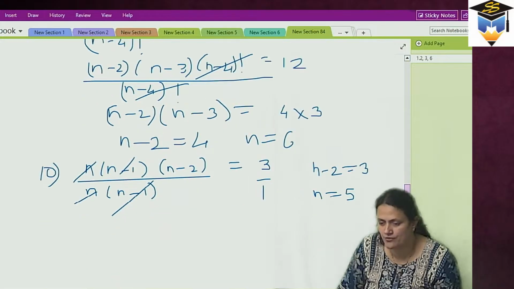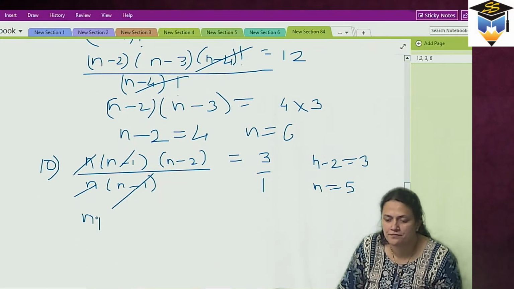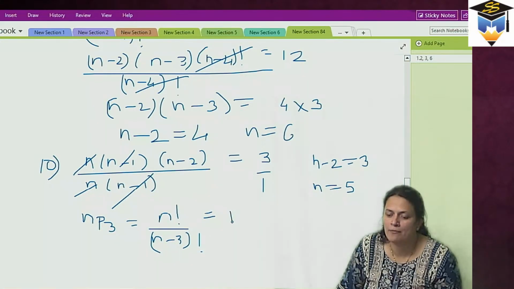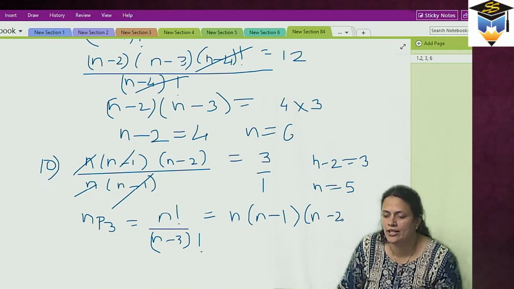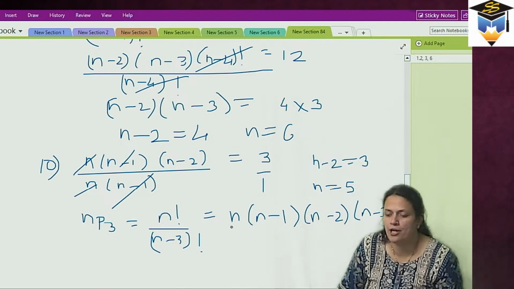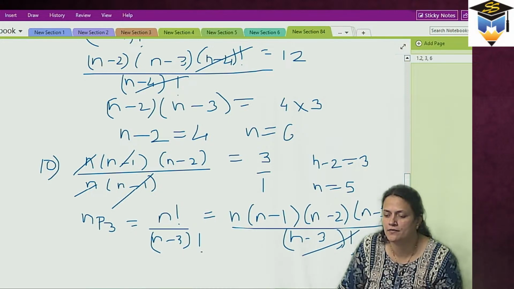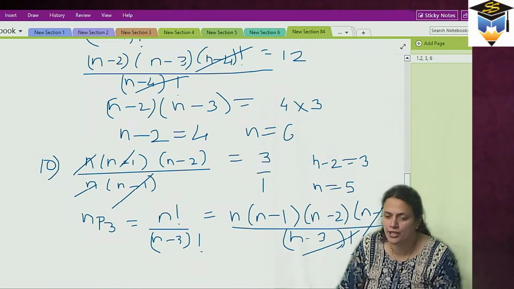I'll write it down again. np3 is going to be written as n into n minus 1, n minus 2 into n minus 3 upon n minus 3 factorial. So n minus 3 will get cut. So this remains in the numerator. Okay?